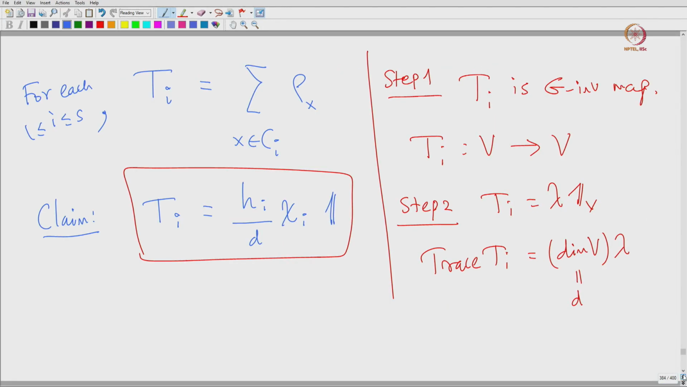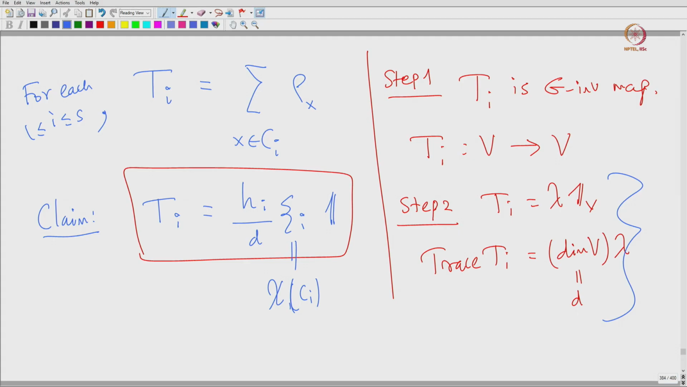So I am using, this is Xi. So this is exactly chi of Ci. Okay. So let us actually prove step 1. So step 2 is just direct computation using the traces.